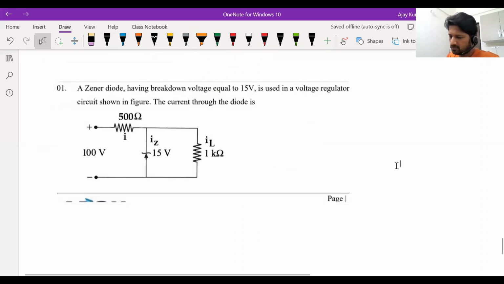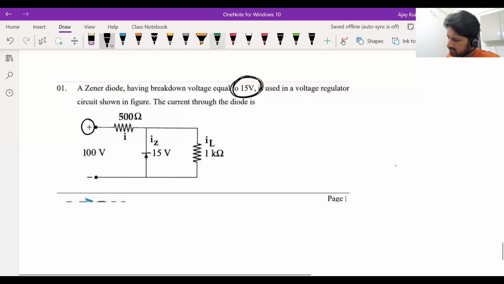The Zener diode breakdown voltage is given as 15 volts. Okay, you have to keep this in mind. It is used as a voltage regulator. It is used in a voltage regulator circuit as shown. The current through the diode is how much? Okay, you can see that the diode is reverse biased.